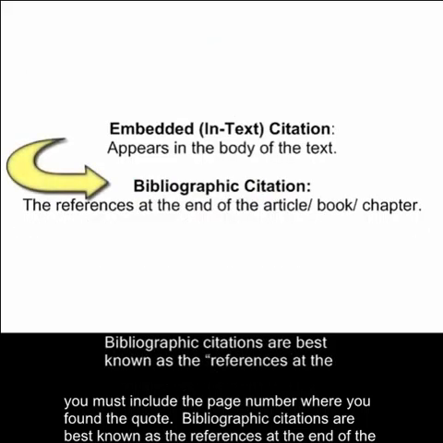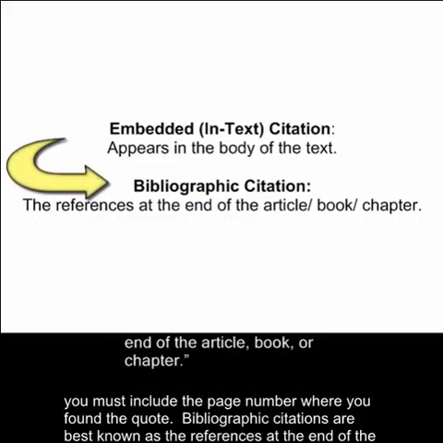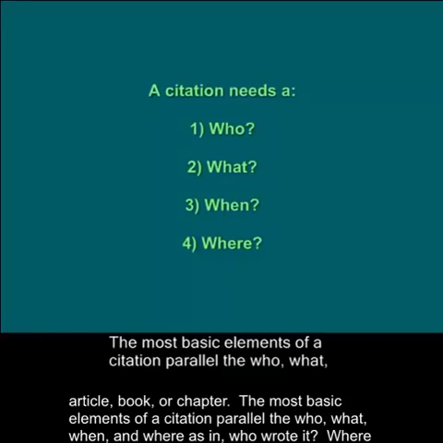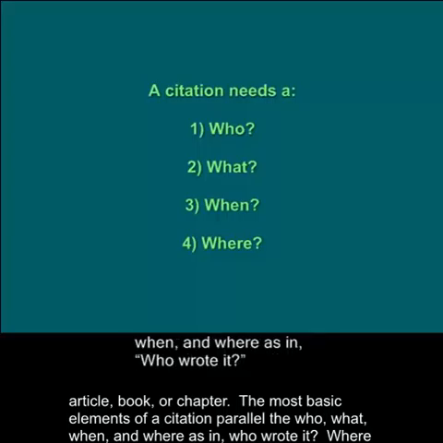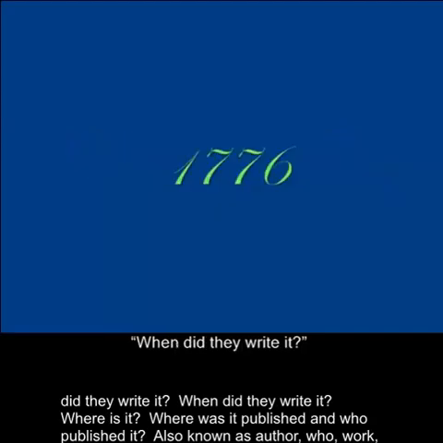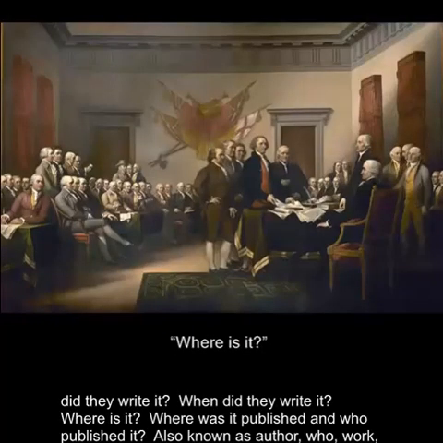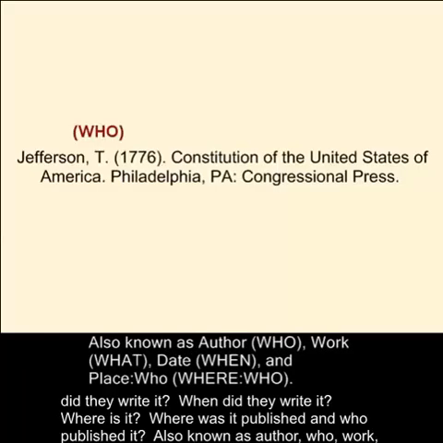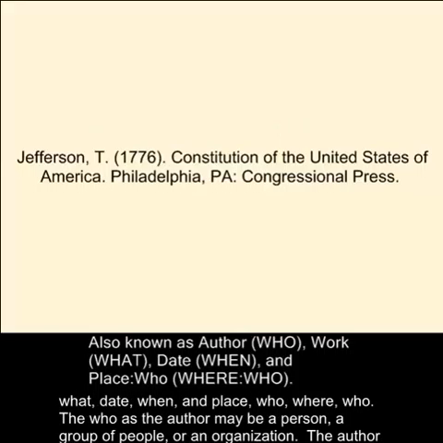Bibliographic citations are best known as the references at the end of the article, book, or chapter. The most basic elements of a citation parallel the who, what, when, and where, as in, who wrote it? What did they write? When did they write it? Where was it published and who published it? Also known as author, who; work, what; date, when; and place, where, who.